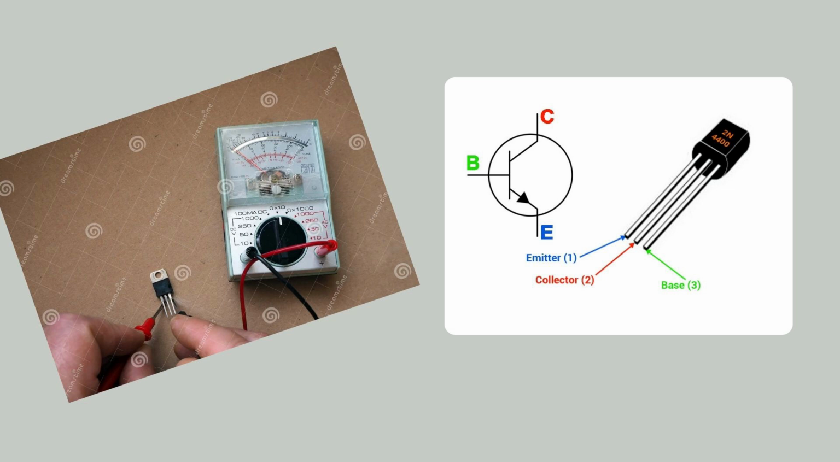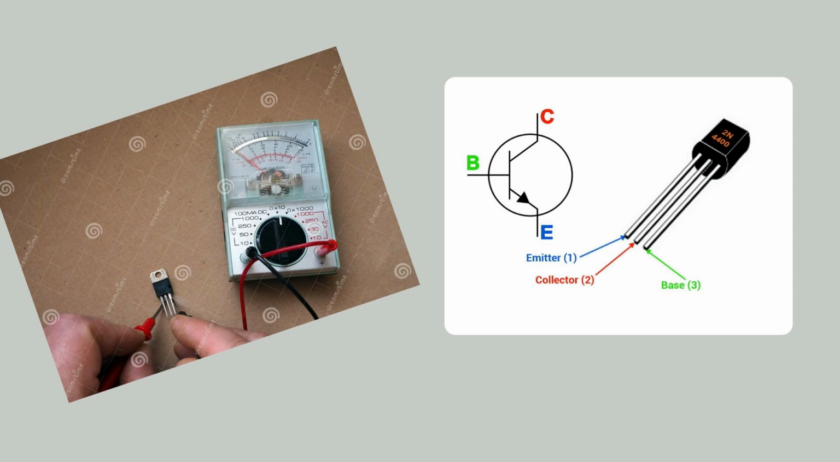So the answer for this question is, the first one, you have to set your multimeter to the diode test mode. This mode is typically indicated by a diode symbol on the multimeter. Then you have to test each pair of pins. Place the red probe on one pin and the black probe on another. Note the reading on the multimeter.